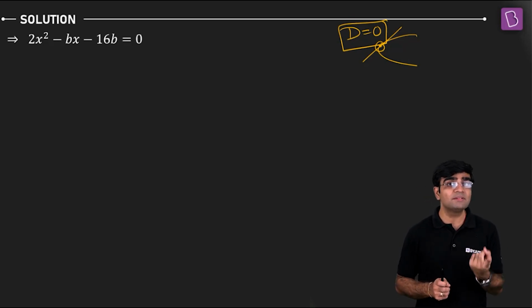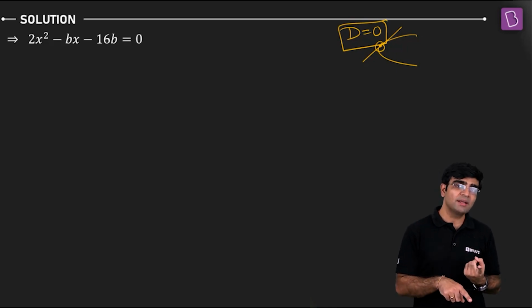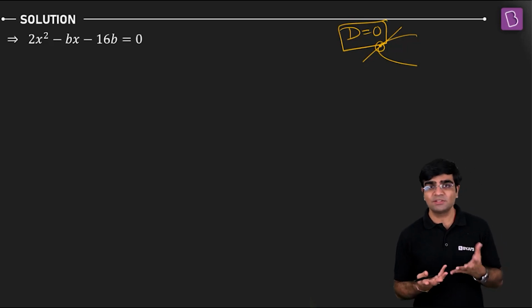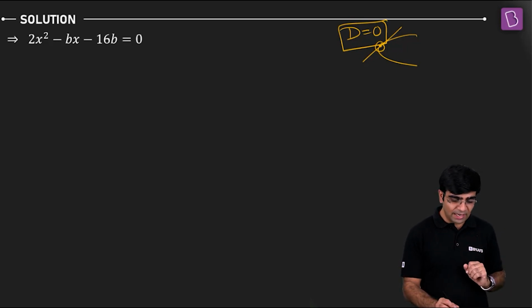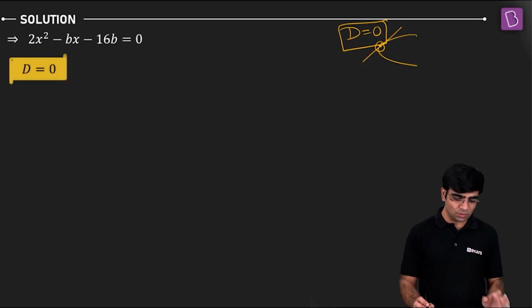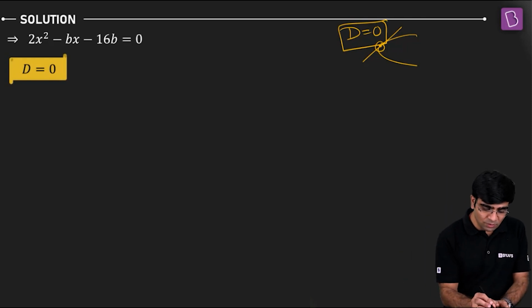If the discriminant is greater than 0, this is a case of secant. And if D is less than 0, it neither touches nor intersects. Perfect? Lovely. So this is what my quadratic is. I know that if it has to be a tangent, the discriminant has to be 0. The moment I make the discriminant equal to 0, we get b square minus 4ac.